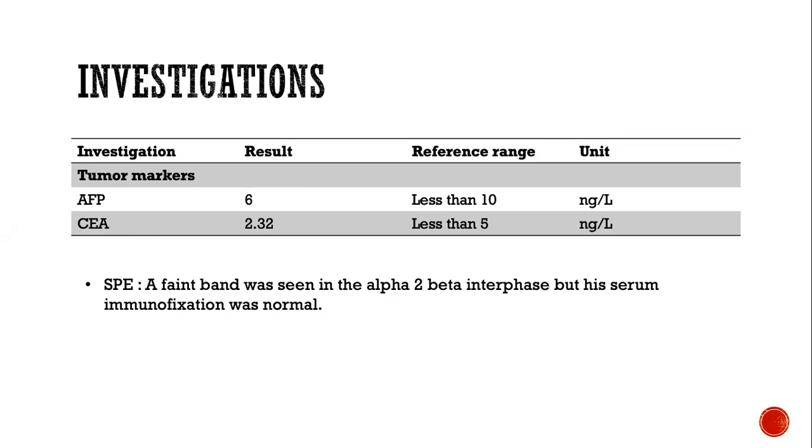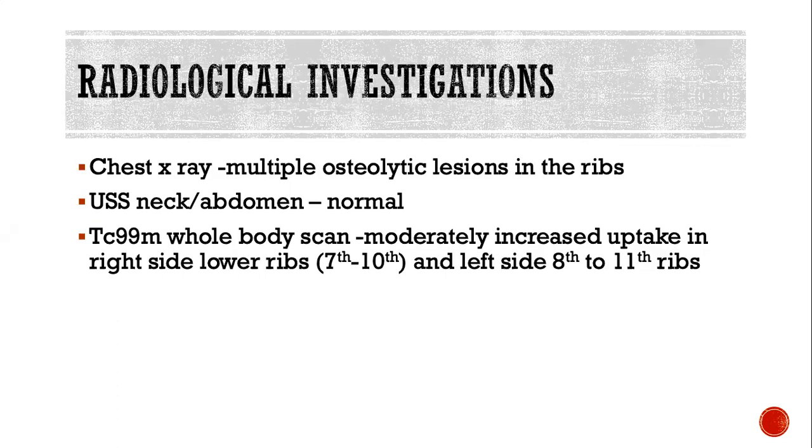Both were normal, and serum protein electrophoresis showed a faint band in the alpha-2 beta interface, but his serum immunofixation was normal. Radiological investigations: chest X-ray showed multiple osteolytic lesions in the ribs. Ultrasound scan of the neck and abdomen was normal. 99 technetium whole body scan showed moderately increased uptake in the right and left side ribs.